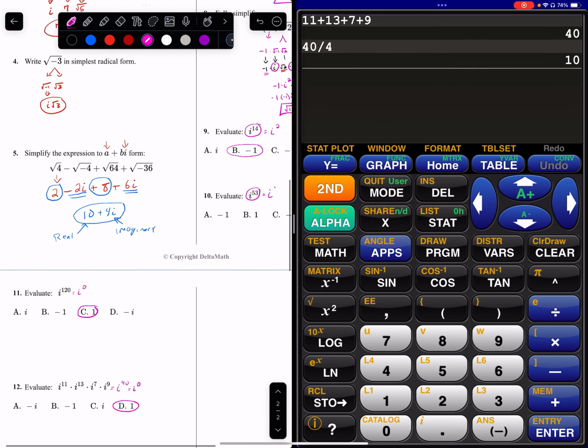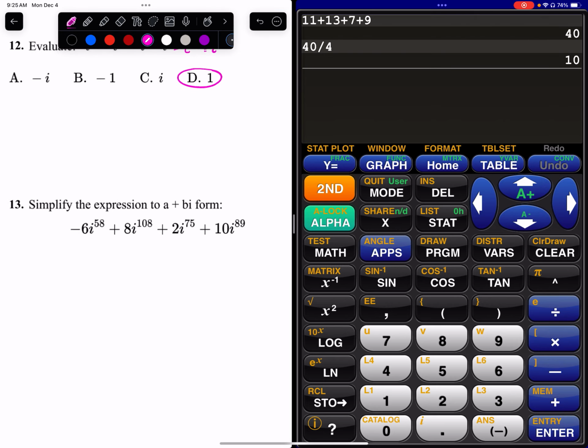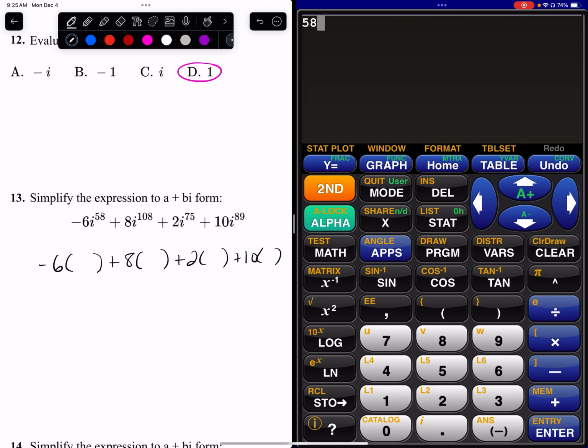Okay. Now, the last little bit is, again, what happens when we're adding all these imaginary numbers together? So this is similar to multiplying. The best way to set this up is -6 times something plus 8 times something plus 2 times something plus 10 times something. All right, so we're going to figure out what each of those somethings are by using our calculator. So if I go 58 and I divide by 4, I'm going to get 0.5. Right? So this is the same as i squared because there's 2 quarters, right? i squared, which is just -1.